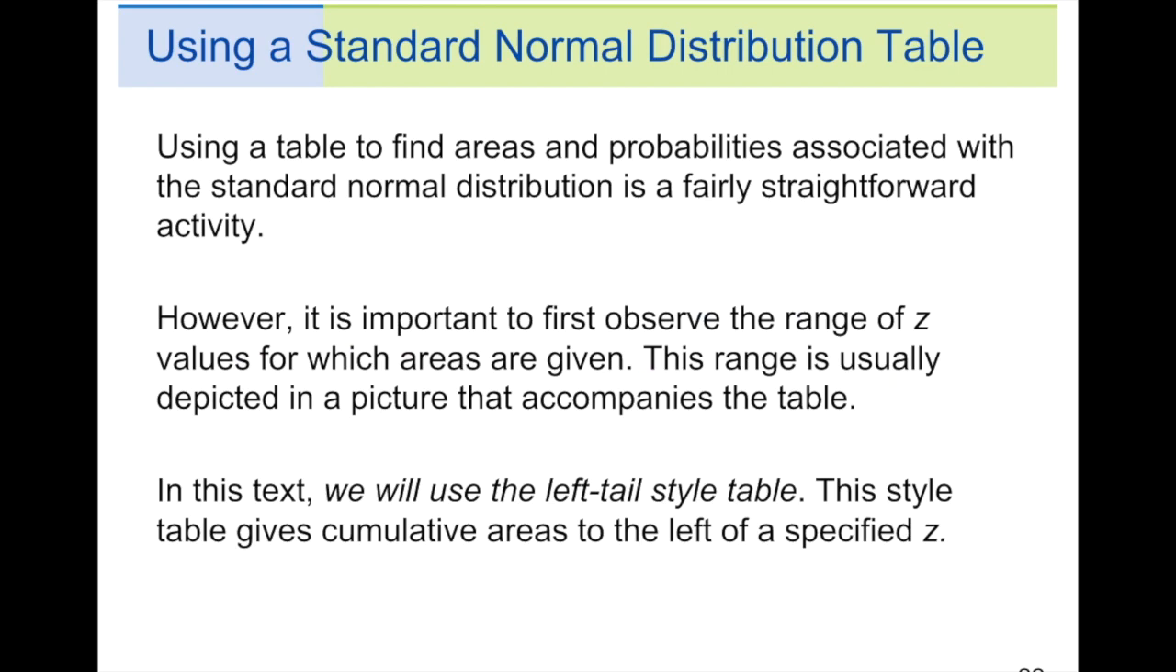Using a table to find areas and probabilities associated with the standard normal distribution is a fairly straightforward activity. However, it is important to first observe the range of z-values for which areas are given. This range is usually depicted in a picture that accompanies the table. In this text, we will use the left tail style table. This style table gives cumulative areas to the left of a specified z.